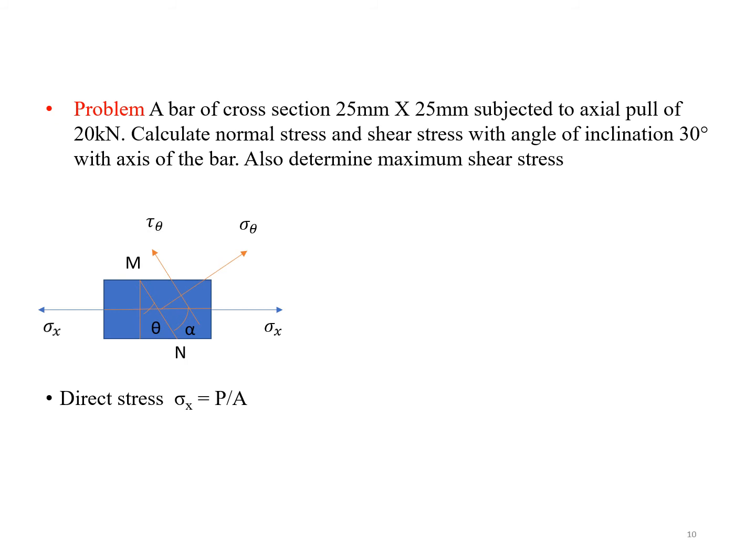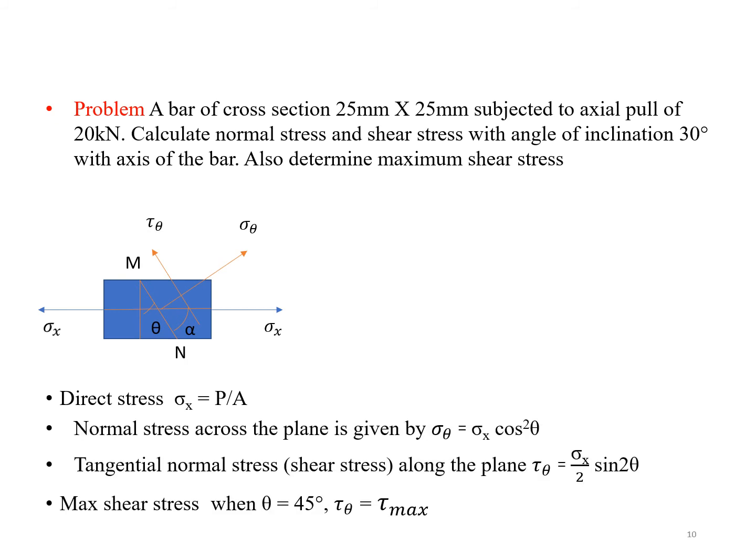Also calculate the normal stress they have asked. So first thing we need to find out is the direct stress, sigma x, which is P by A, the axial pull divided by area of cross section. Then the equation for the normal stress is sigma theta equal to sigma x cos square theta. The tangential stress, or shear stress along the plane Mn, is given by tau theta equal to sigma x by 2 sin 2 theta. It becomes maximum when theta equals 45 degrees, so tau theta is equal to tau max.